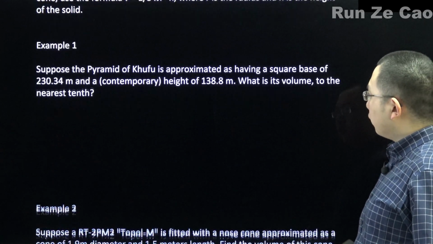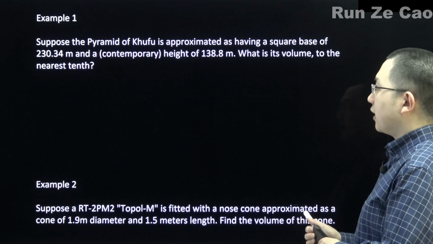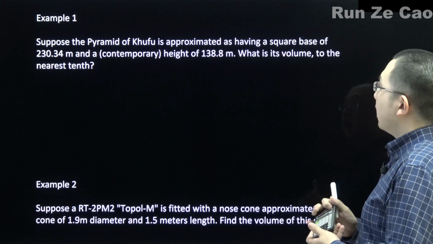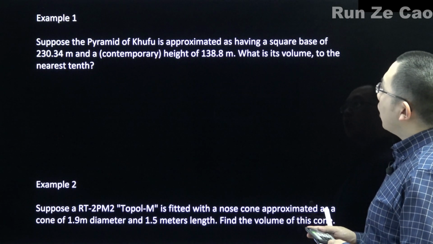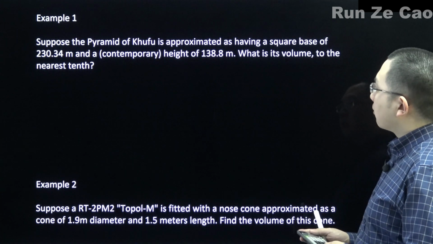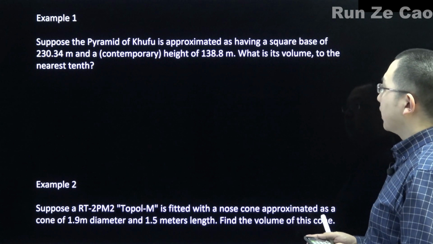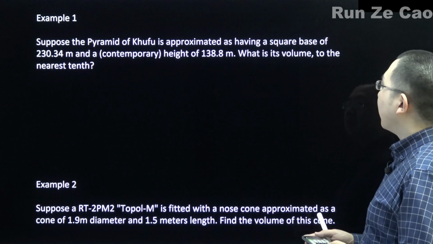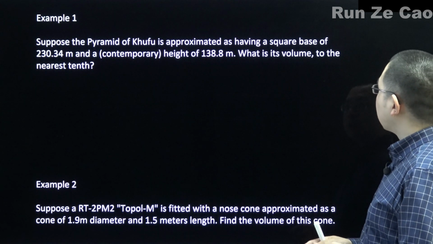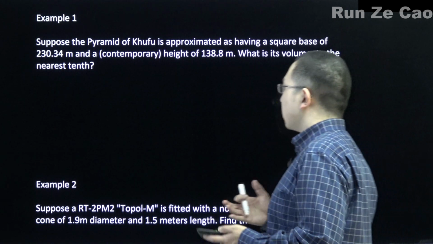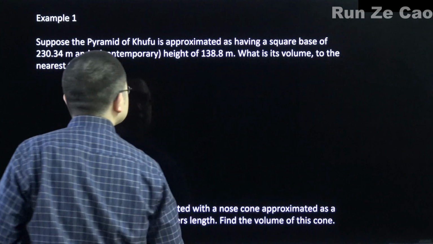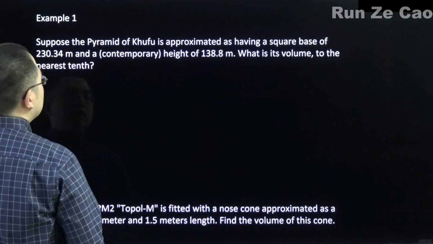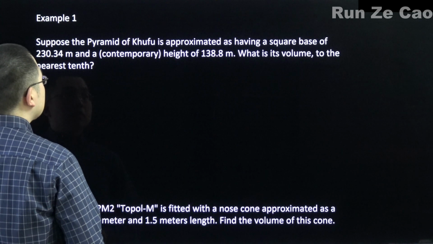Suppose the pyramid of Khufu, i.e. the Great Pyramid of Giza, the biggest and oldest, is approximated as having a square base of 230.34 meters and a contemporary, i.e. today, height of 138.8 meters. What's the volume to the nearest tenth? That means tenth of a cubic meter.